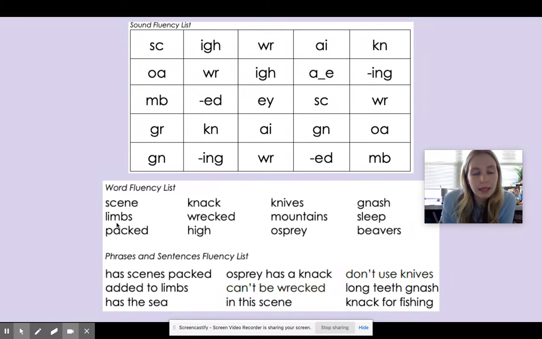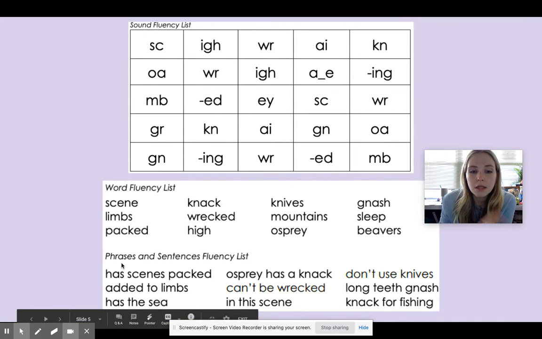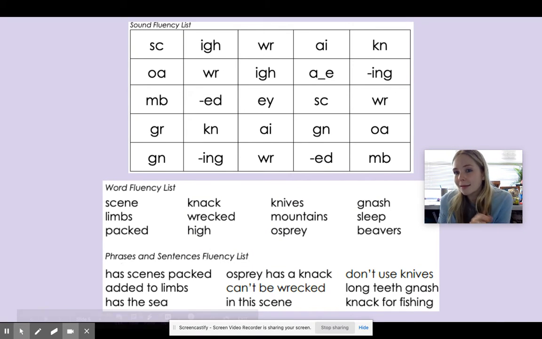Seen, limbs, packed, neck, wrecked, high, knives, mountains, osprey, knack, sleep, beavers. Read those words as many times as you need to get comfortable with them. The phrases and sentences fluency list. You're going to read these as many times as you need to until you feel really strong, okay?